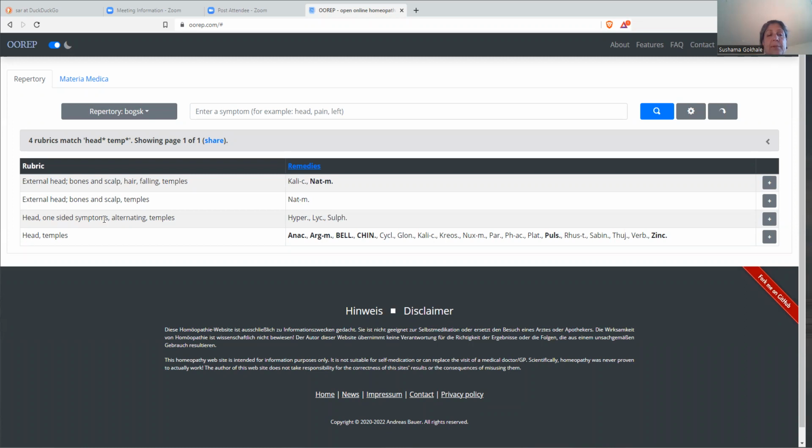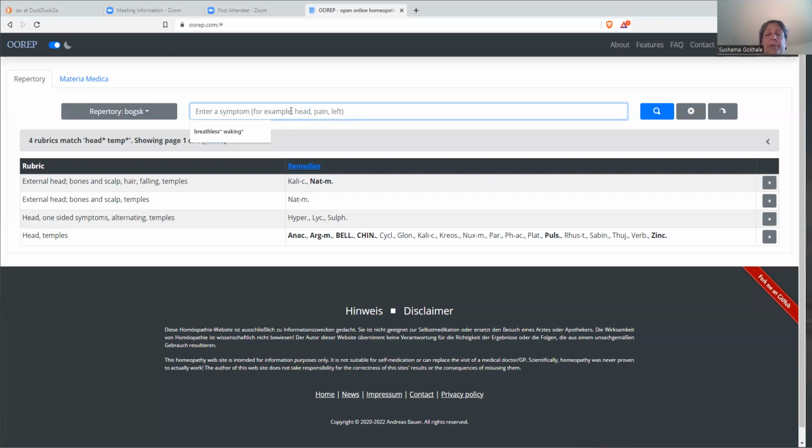Head one-sided symptoms or alternating temples, that's Hypericum, Lycopodium, and Sulphur. And for temples alone, throbbing headache, these are wonderful remedies: Anacardium, Argentum metallicum, Belladonna, China is great, especially if you've had fluid losses. Pulsatilla is another good one for temples. Zinc is great. So even if you shut your eyes, open this repertory and look at the boldest remedy here, you got it. It'll help in some fashion or another.